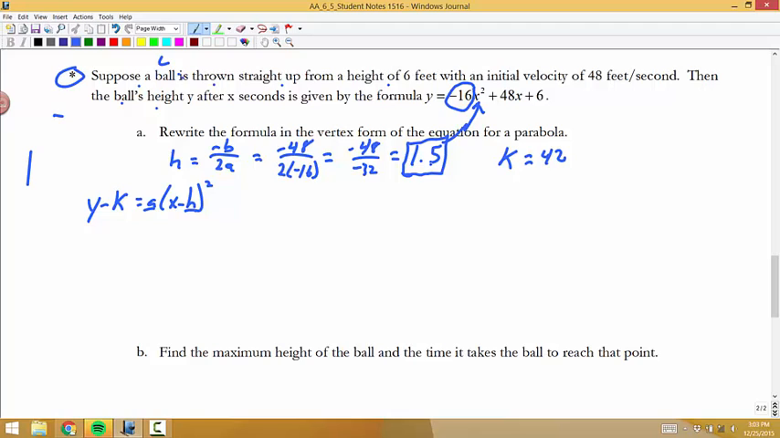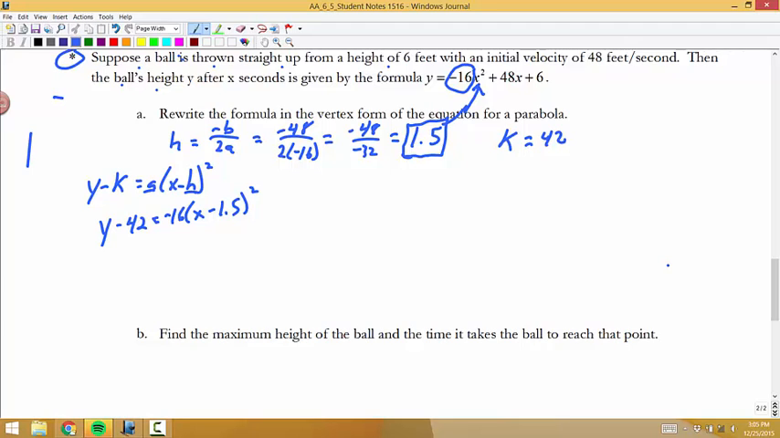So now I'm going to rewrite this equation. y minus 42 equals negative 16 times x minus 1.5, quantity squared. All right, our second part of this question says find the maximum height of the ball and the time it takes the ball to reach that point.